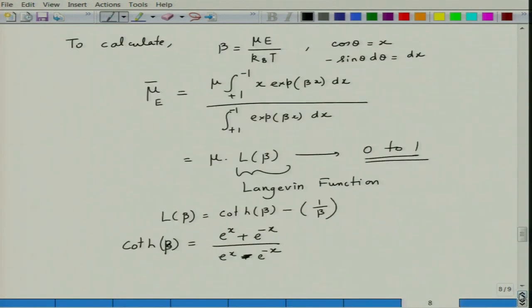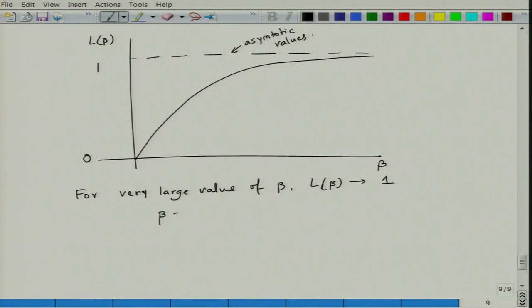Beta was equal to mu E divided by kBT. So for a given system, mu is constant, mu cannot be very large, and kBT is a constant at a given temperature. So what it means is that when you have very large beta, it means large E.